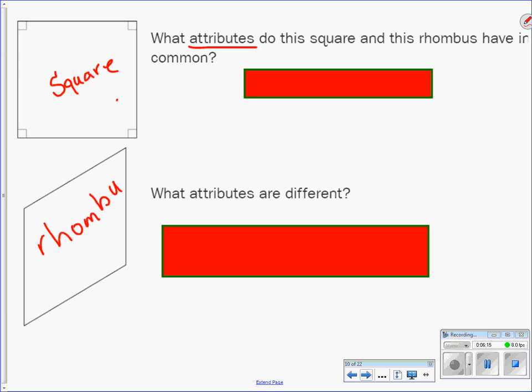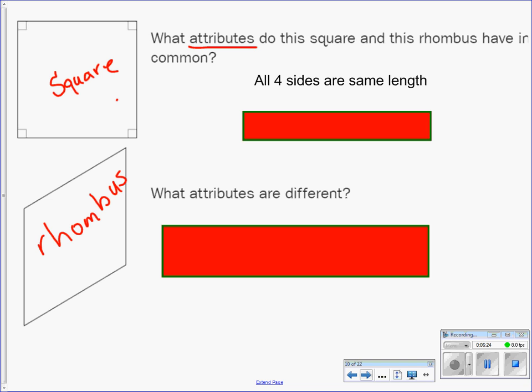And what do they have in common? I'll give you a few minutes to look at those and think about what they have in common. You look, they all have 4 sides that are the same length. This one, the rhombus, is just slanted a little bit. Okay, how are they different?